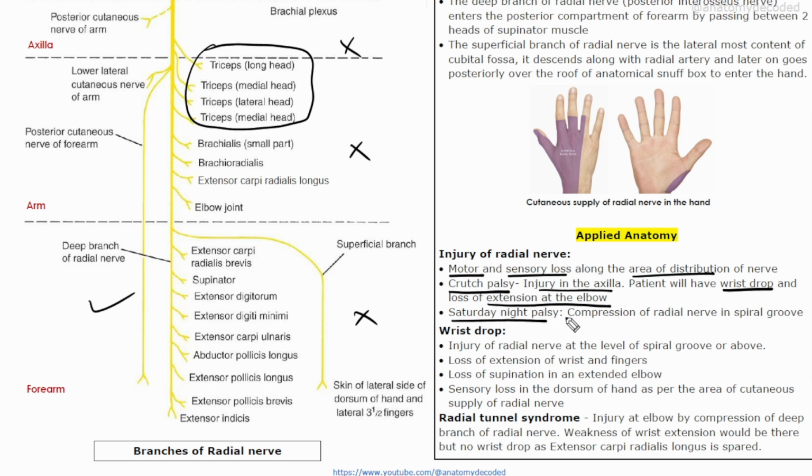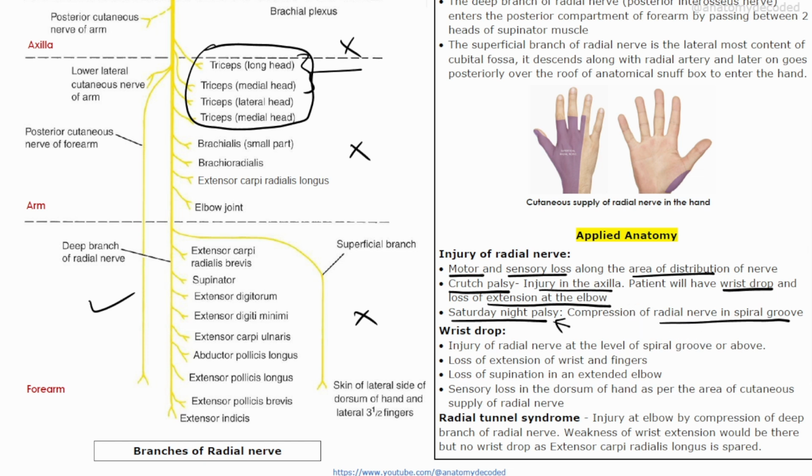Then there could be Saturday night palsy, in which the radial nerve is compressed in the spiral groove. Spiral groove is present in the arm. So if there is injury here, the branches given in the axilla are preserved. The long head and the medial head, which received branches in the axilla, are preserved. So that's why extension of the elbow would be possible here. But the wrist drop would be there because the extensor compartment of forearm muscles are affected.